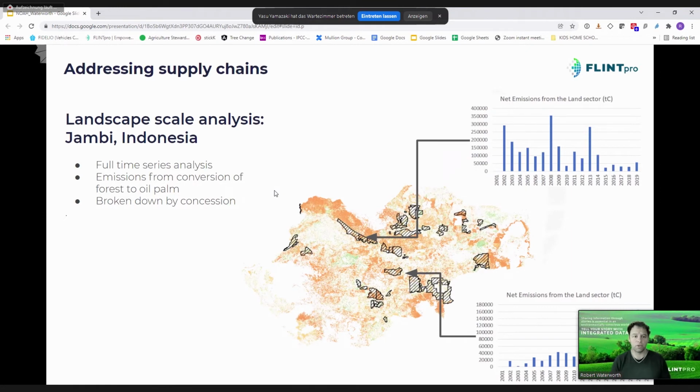Another example is looking at supply chains. This is a project that we've done in Jambi in Indonesia, to look at the impact of oil palm plantations across Jambi. What we've done here is, again, a very, very large analysis. But during that analysis, we've also done individual analysis on every single oil palm concession area across that entire region. What that allows us to do is look at the emissions profile through time of those areas and allow companies to start thinking about which areas and which concessions they should be sourcing from to try to reduce the emissions profile for their entire company.